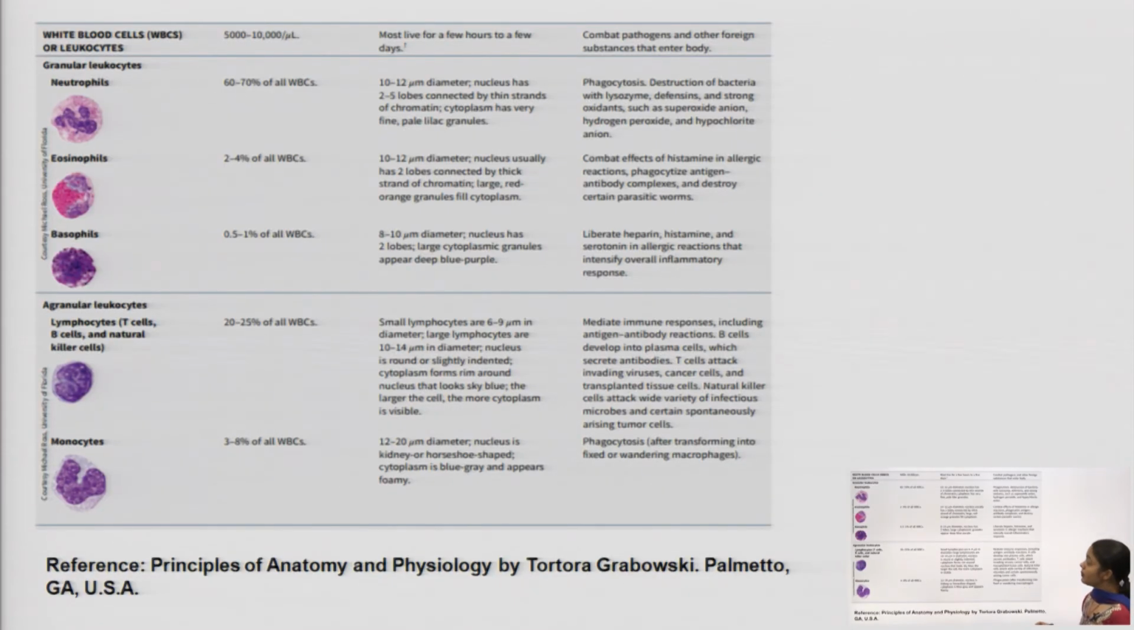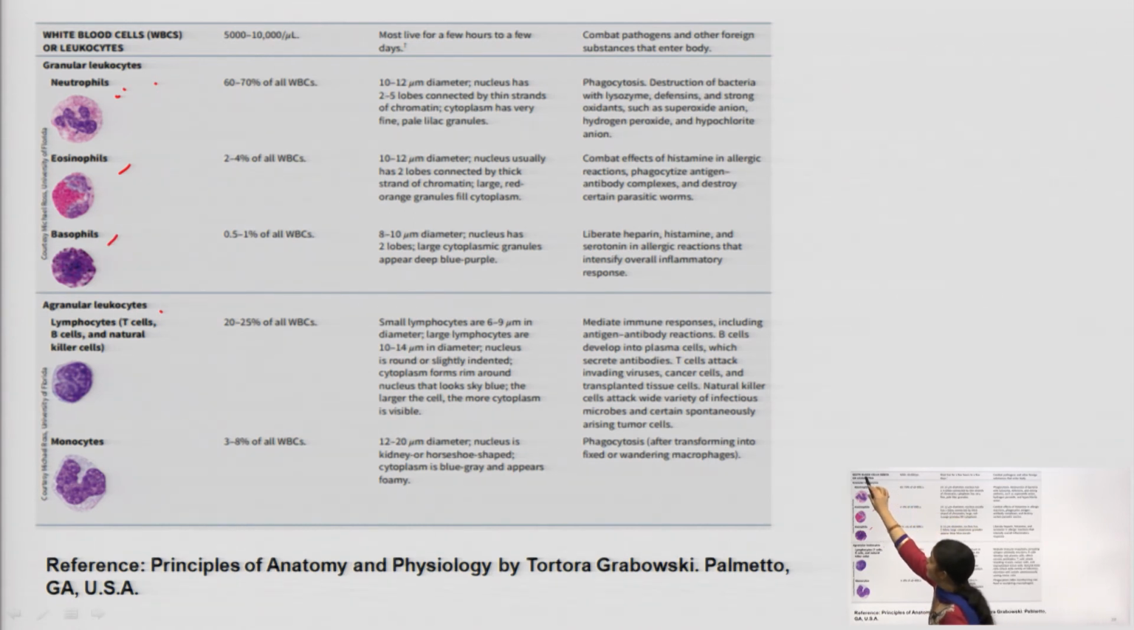Now come to the white blood cells summary. There are two types of white blood cells: the granular leukocytes and the agranular leukocytes. Granular leukocytes are called granular because they have cytoplasmic granules that are visible under a light microscope after staining. They are neutrophils, eosinophils and basophils.